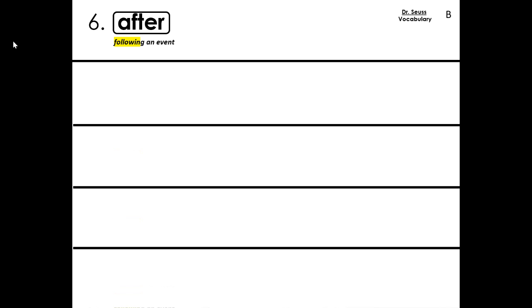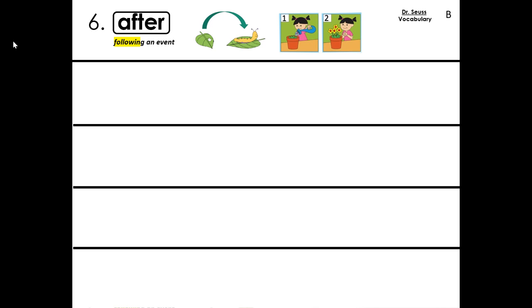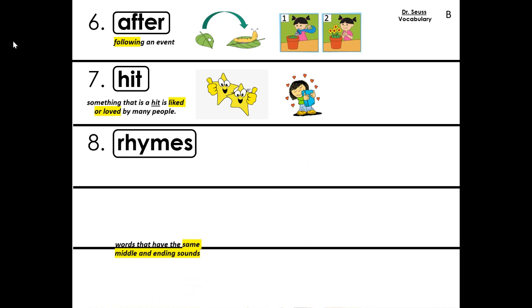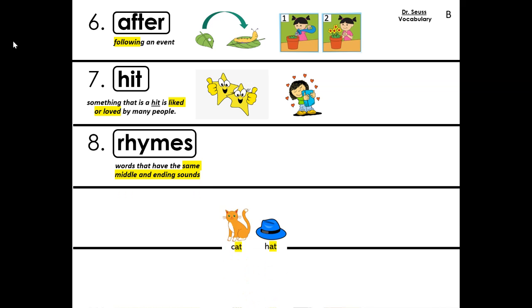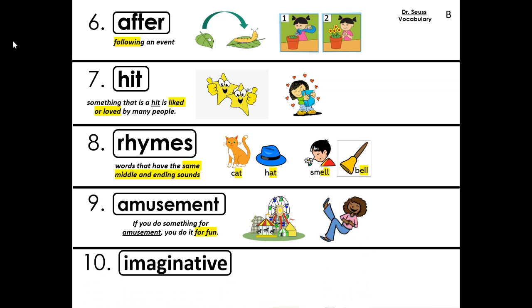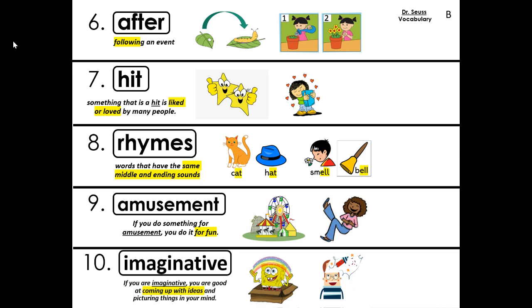Number 6, after. Following an event, after. Number 7, hit. Something that is a hit is liked or loved by many people. Number 8, rhymes. Words that have the same middle and ending sounds. Number 9, amusement. If you do something for amusement, you do it for fun. And number 10, imaginative. It comes from the word imagination or imagine. If you are imaginative, you are good at coming up with ideas and picturing things in your mind. Imaginative.